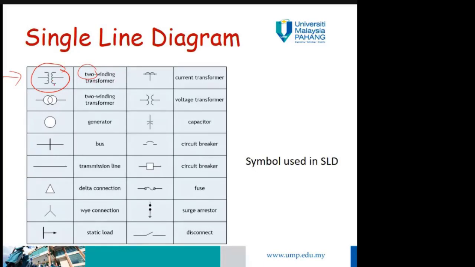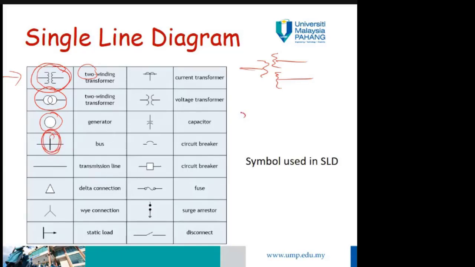This is the symbol for the transformer. Sometimes they use a symbol like this. This is for a 2 winding transformer. For a 3 winding transformer, sometimes they have a symbol like this. This is a 3 winding transformer. This one is also a 2 winding transformer, using circles like this. This is the symbol for the generator, and this one is the bus bar. A bus bar is only a straight line like this.